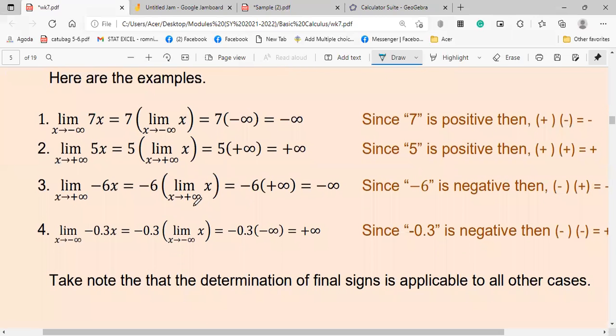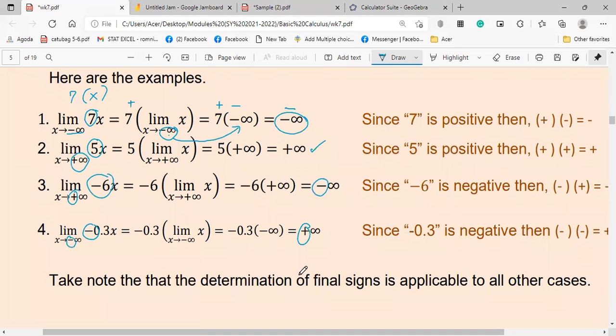So in these examples, if you have 7 as a positive constant, and this is negative infinity, factor out 7x, 7 times x, get the limits of the two factors, and you know that limit of x as x approaches negative infinity follows the identity rule. So kung ito ay negative infinity, ipa-follow siya. Yan ang magiging limit. Positive times negative is negative. Kaya ito negative infinity. 5 times positive infinity is positive infinity. Negative, positive, negative. Negative, negative, positive.